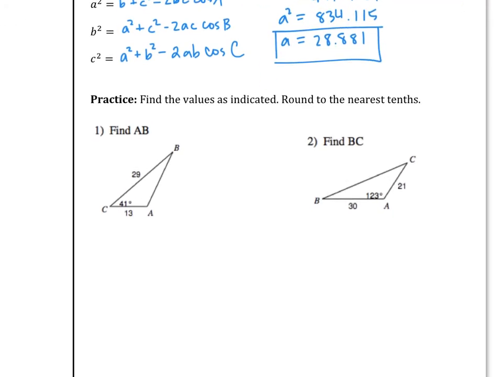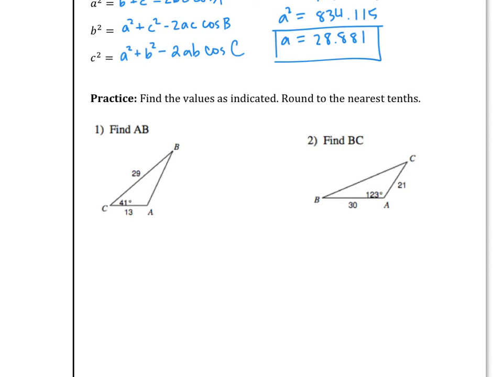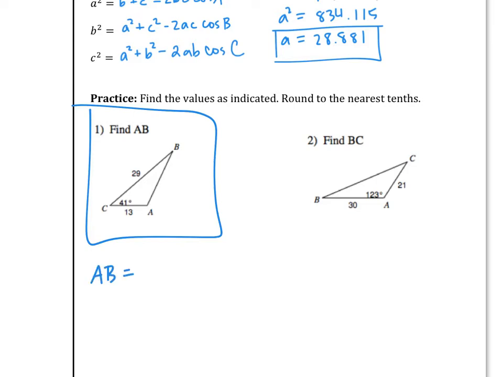All right, so let's just have you try one. Pause the video, do this problem, and come back and check your answer. Okay, so side AB ends up being 20.999.